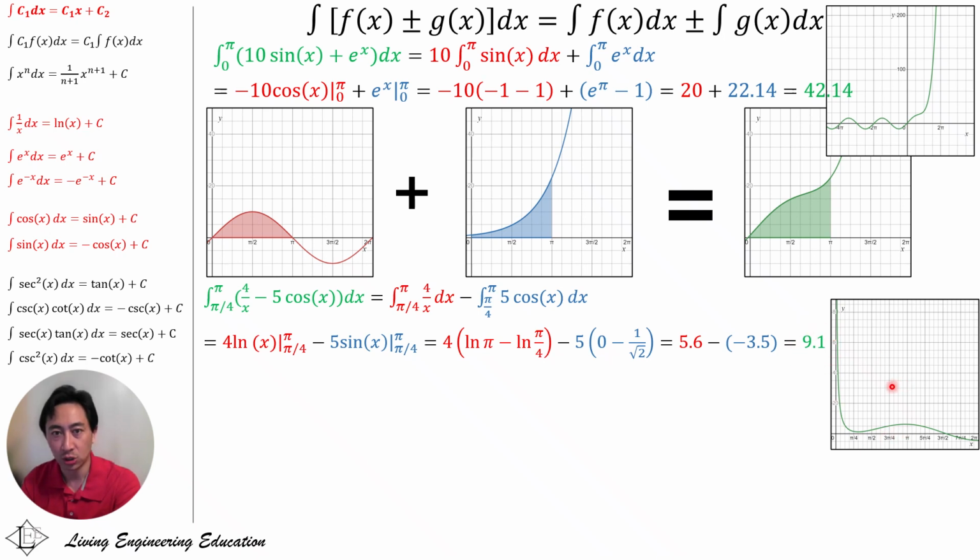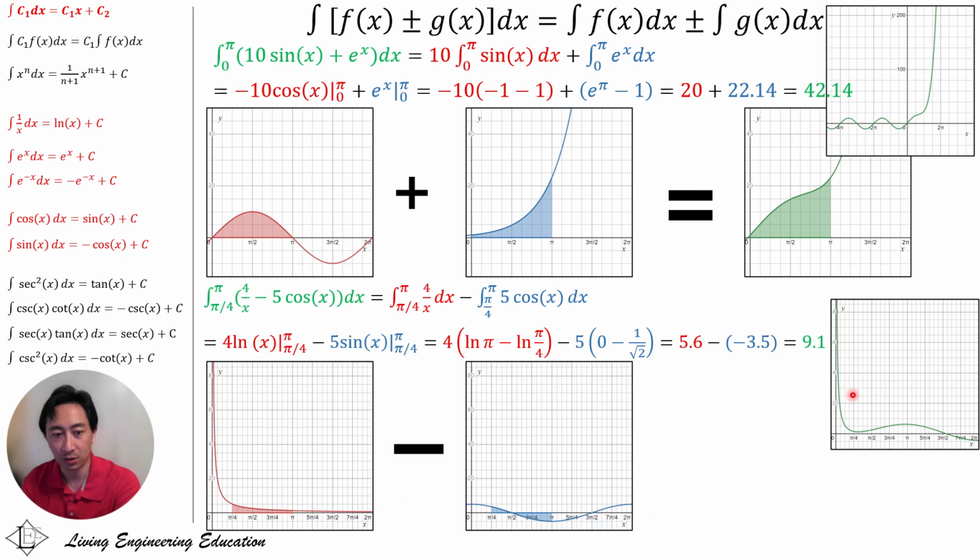So let's look at each term graphically. So here I have my 4 over x graph, and then the area that's resulting from that, 5.6. And then here's my 5 cosine x graph, and we can see that the area under the curve that's shaded is larger than the area above the curve here. So this gives me a negative value, as expected here.